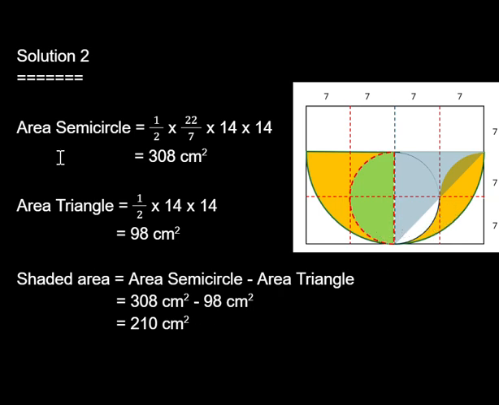Okay, so the area of the semicircle is half, because it's a semicircle, pi r square, and the r is 14, so I get 308. The area of the triangle is half base times height, so the base and the height are 14 and 14, so it's 98. So I just take the area of the semicircle minus the triangle, you get 210 centimeters square, which is the same answer as on top.